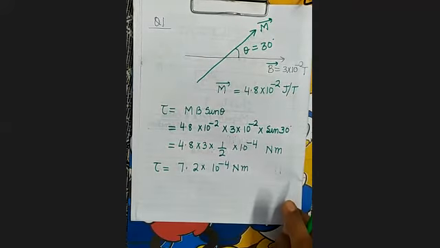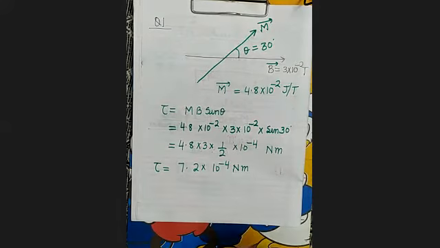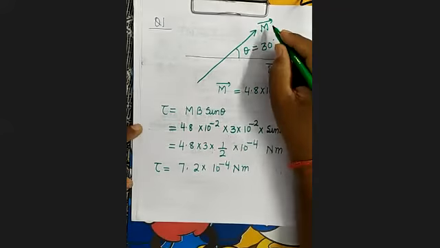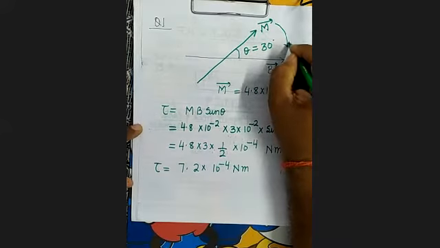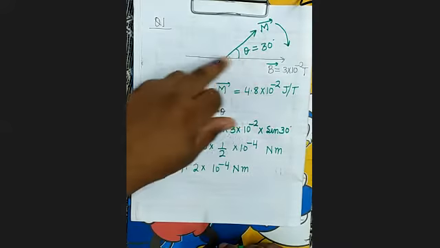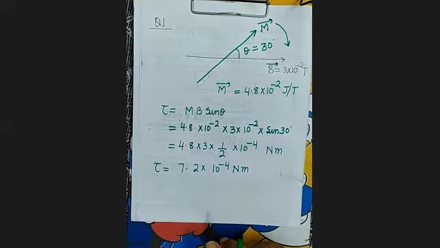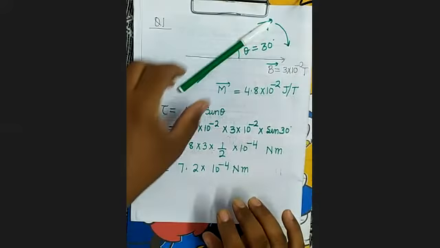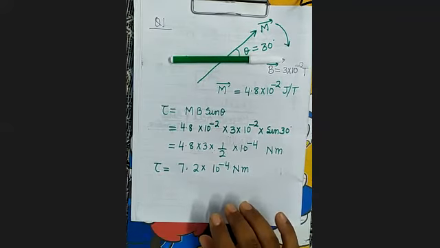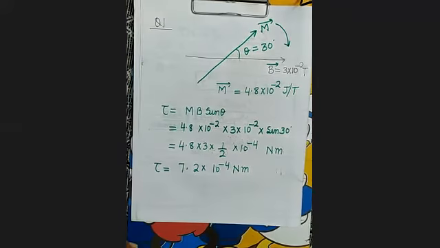Now the direction of torque. See here, in what direction is this torque acting? It is acting in this direction. That means its tendency is to bring the dipole along the magnetic field. The tendency of torque is to bring the dipole along the magnetic field. Is it clear?